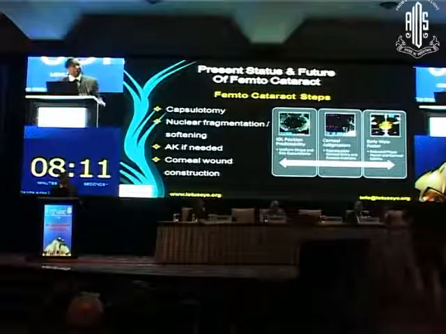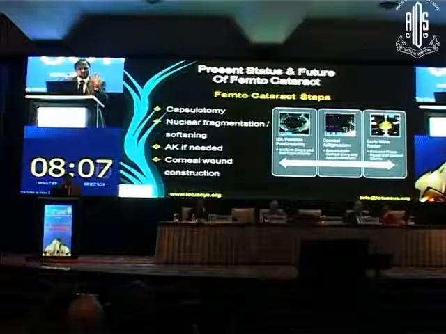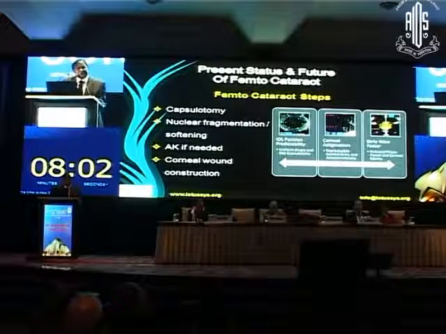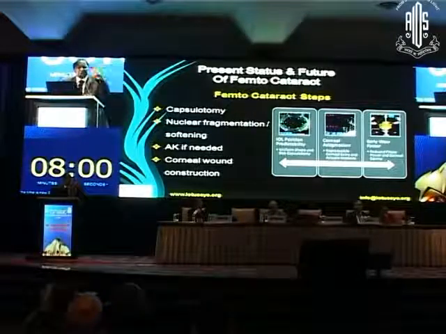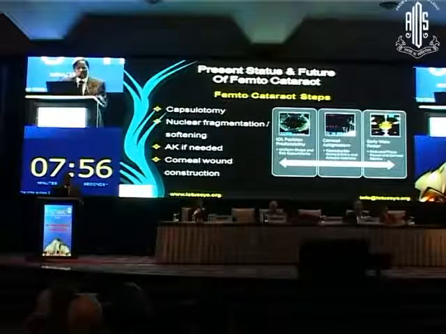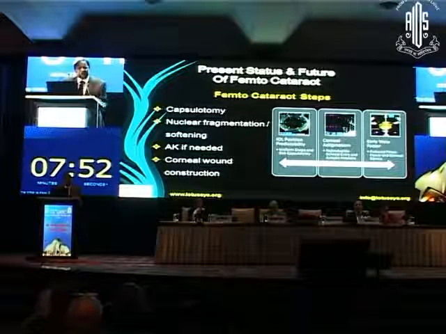What are the purposes for which we are using femtosecond cataract? There are about 4 or 5 steps we are using it for. One, making a corneal incision. Second, you use it for the arcuate keratotomy. The third, you can use it for capsulotomy. The fourth, you use it for segmenting and softening the nucleus.